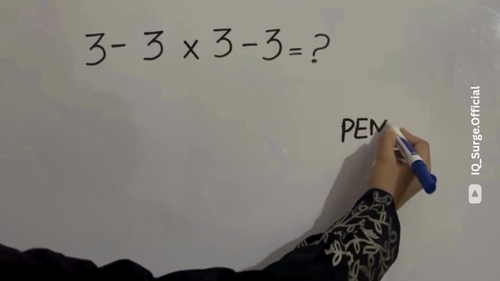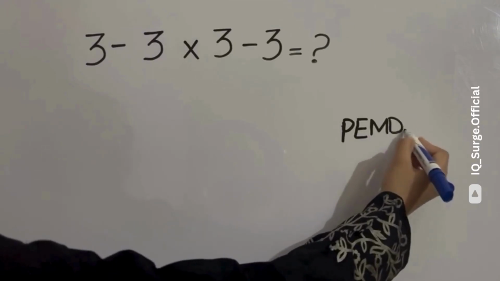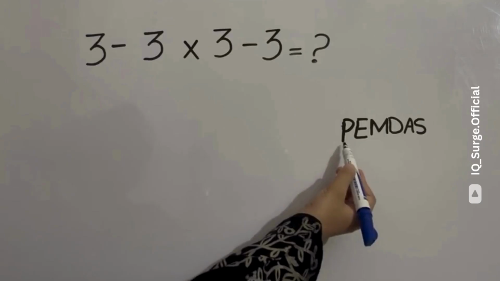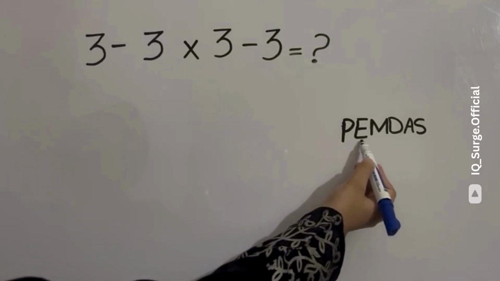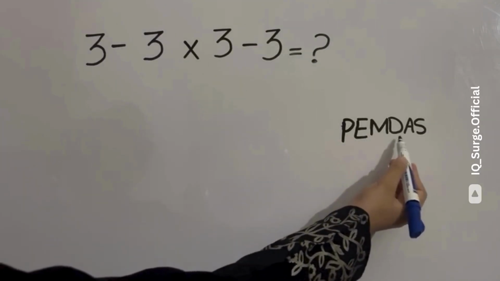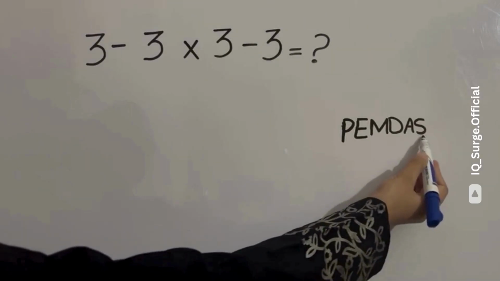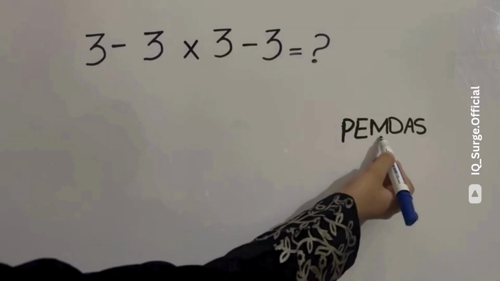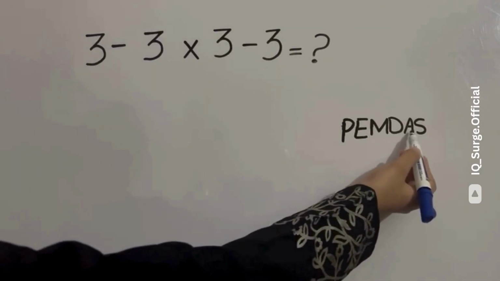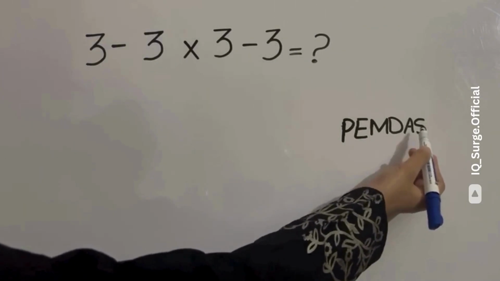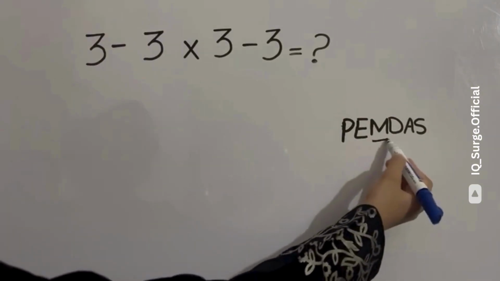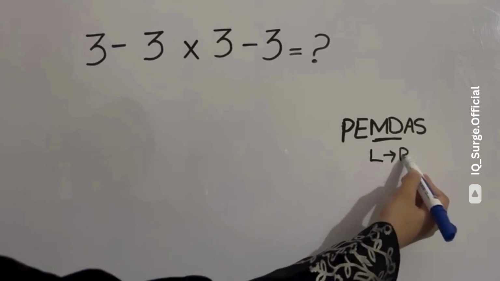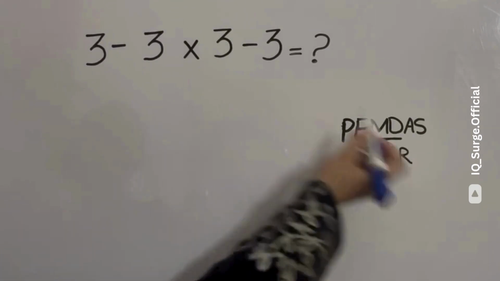So we apply the PEMDAS rule here. P for parentheses, E for exponents, M for multiplication, D for division, A for addition and S for subtraction. We first solve parentheses, then exponents, then multiplication and division, and finally addition and subtraction. Remember that for multiplication and division we work from left to right. Same applies to addition and subtraction.